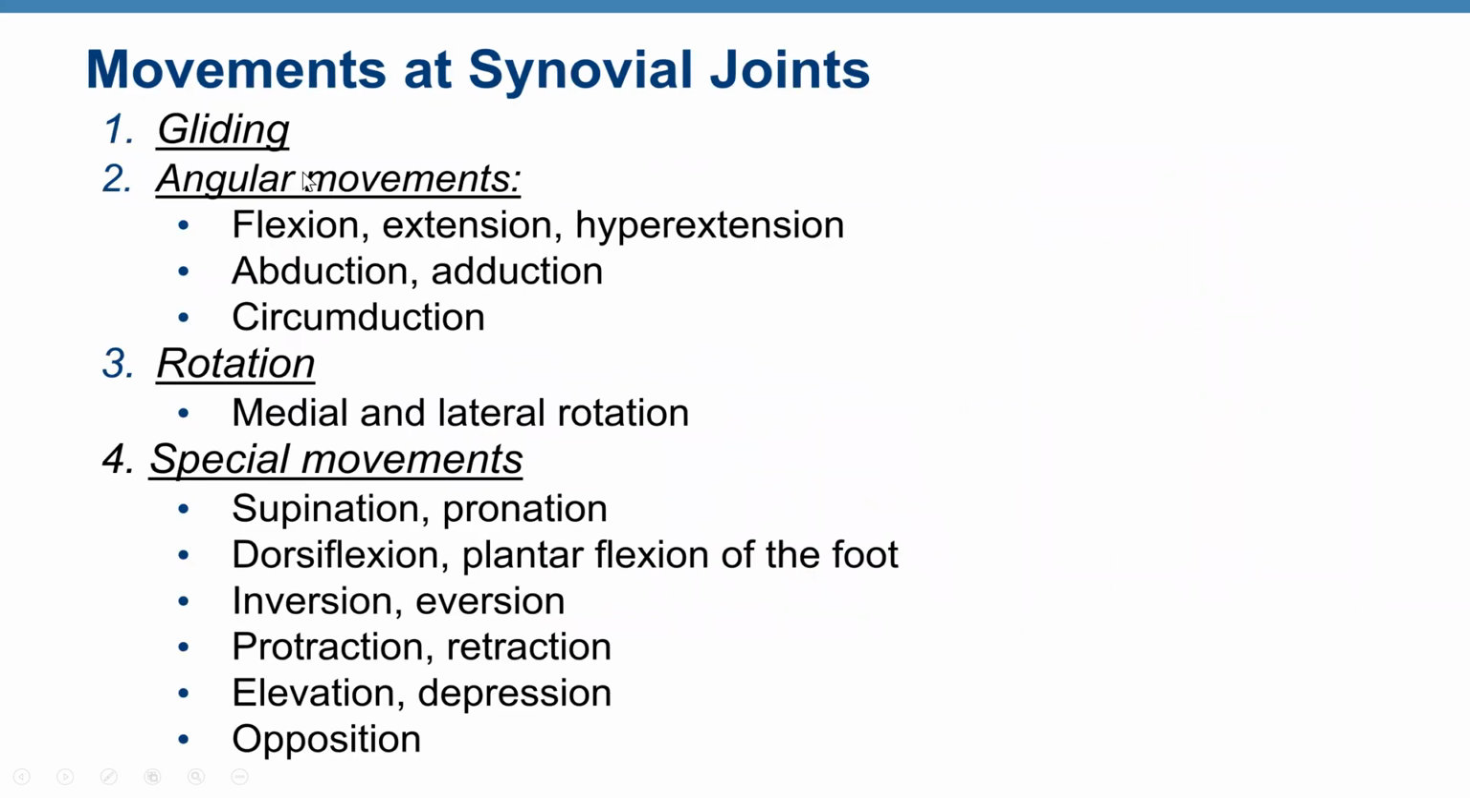Okay, so here we have the types of movements: gliding movement, angular movement, flexion, extension, hyperextension, adduction, abduction, circumduction, rotation, medial and lateral rotation, and we have special movement. Special movement means only some parts of your body can move in that way. Special movement includes supination, pronation, dorsiflexion, plantar flexion of the foot, inversion, eversion, protraction, retraction, elevation, depression, and opposition.